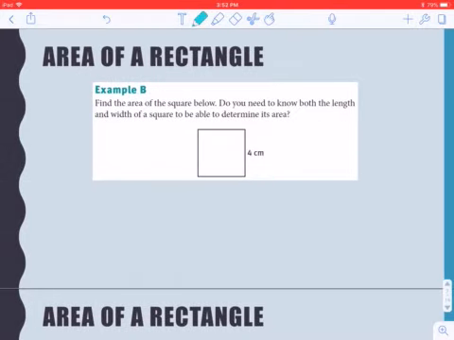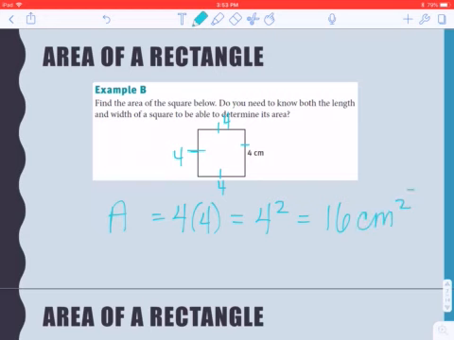Example B, find the area of the square below. Do you need to know both the length and the width of the square to be able to determine its area? Since it's a square, all sides are equal. So that means I know all sides are 4. So to find the area, I just need to take the side times the side, which is repeated multiplication. So I could write that as 4 squared as a power, and 4 squared is 16. So the area of this square is 16 centimeters squared.